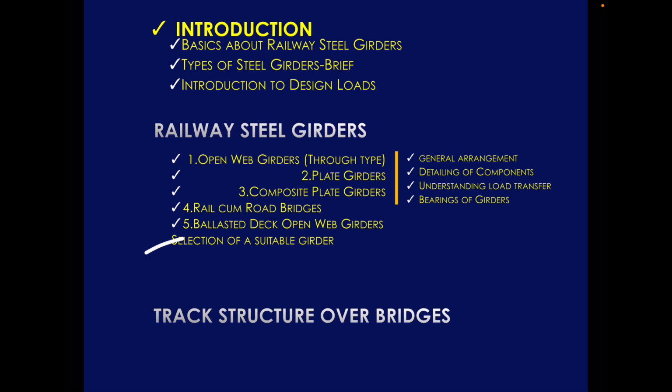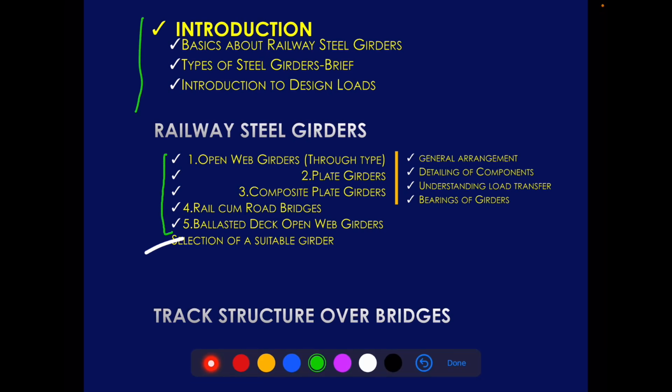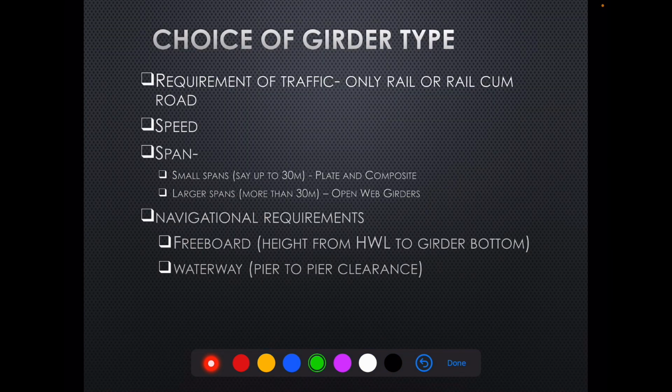Hi. So far we have covered the introduction part and all possible types of railway steel girders. Now let's come to the topic of selection of suitable steel girder for a specific use case, where you are interested in finding out which kind of railway steel girder is suitable for my specific case. So what are those factors which govern this choice?